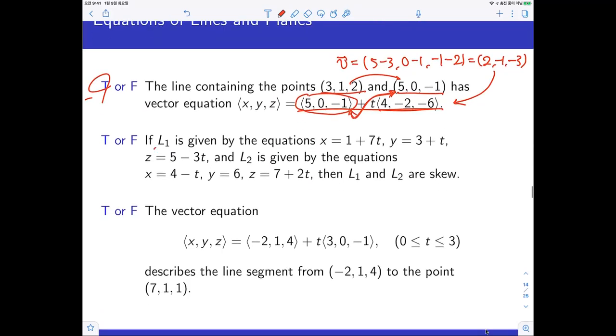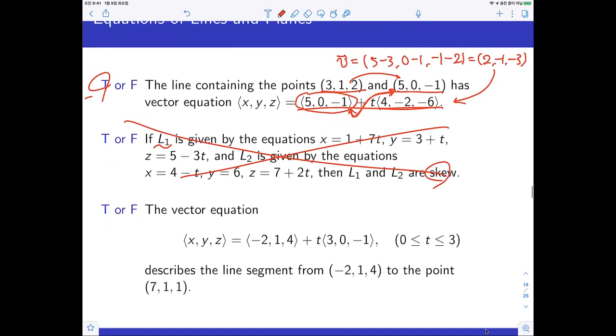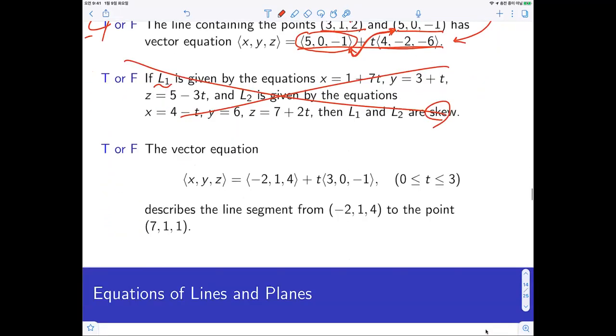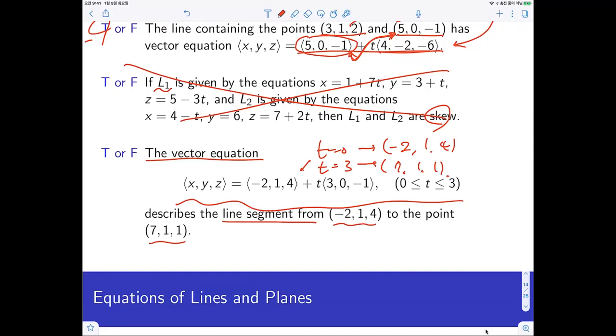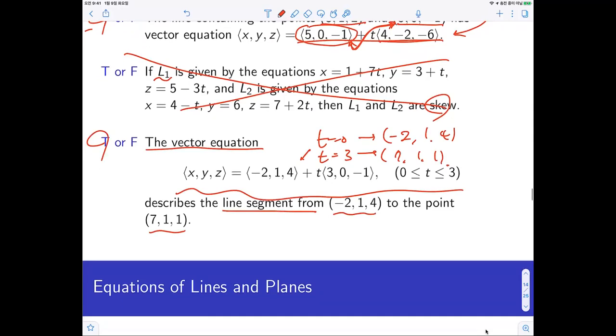Okay, here, r1 is given by, let's omit this question because I've never discussed the concept of skew lines. Here, the vector equation describes the line segment from this point to this point. If we substitute t equals 0, then we get minus 2, 1, 4. If we put t equals 3, then we get 7, 1, 1. So this vector equation describes the line segment between these two points.